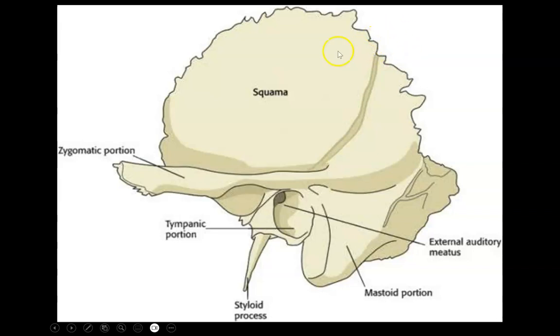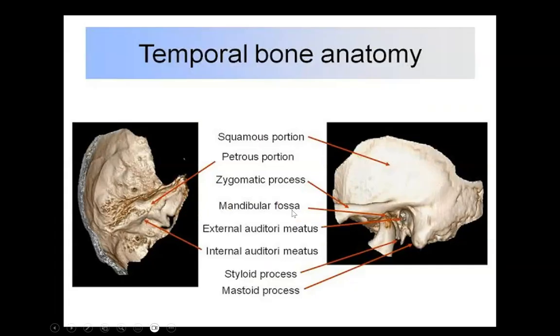From outside, you can see the zygomatic process of the temporal bone articulating with the zygomatic bone, and you see the tympanic portion forming the floor and the anterior and posterior wall of the external auditory canal. Another view of the temporal bone.